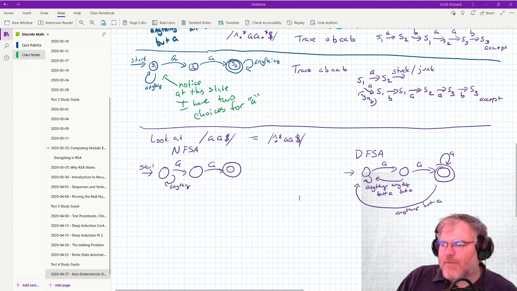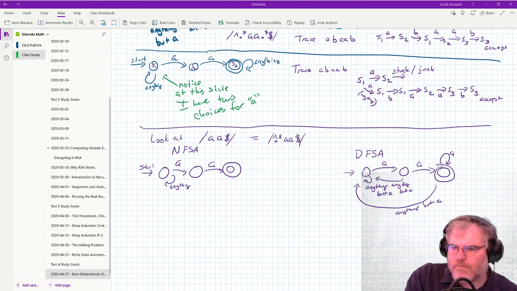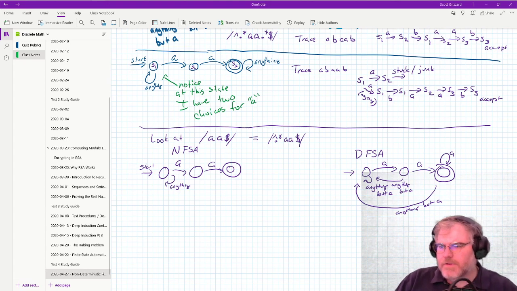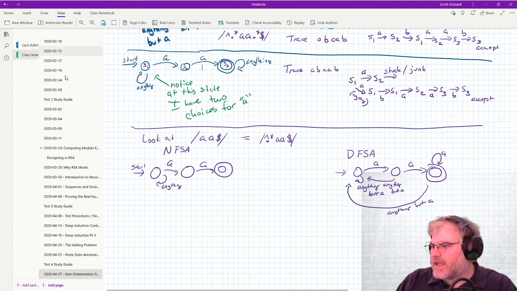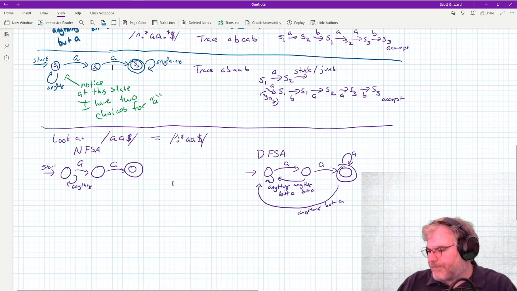How do we feel about that, 1 to 5? I've got a non-deterministic way of doing it, and then I've got a deterministic way of doing it.